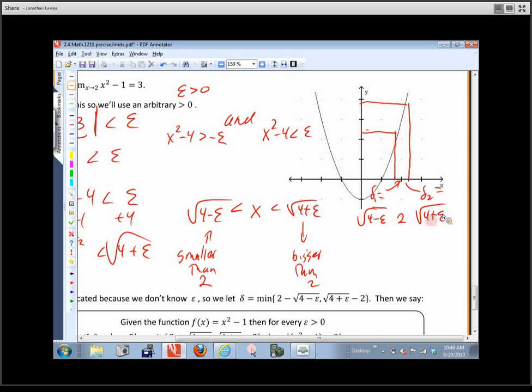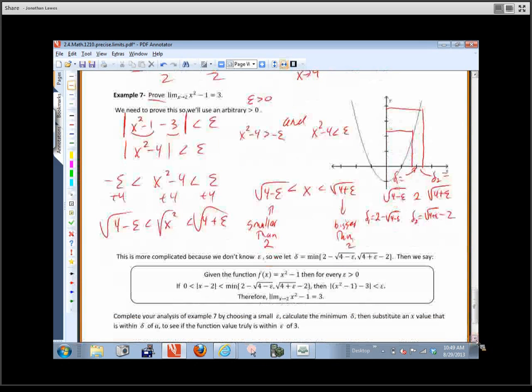So what is delta 2? Well, it's going to be square root of 4 plus epsilon minus 2. That's what delta 2 is. What is delta 1? Careful here, you want to make sure delta is positive. It's going to be 2, because that's the bigger of these two numbers, 2 minus radical 4 minus epsilon. Okay?